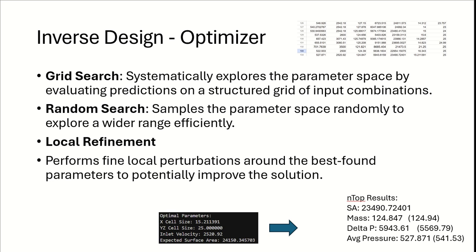And then both methods track the best feasible design that maximizes surface area while satisfying engineering constraints like pressure drop limits and manufacturing constraints. And then lastly is the local refinement. So once we identify the promising regions, we perform fine local perturbations around the best found parameters, which involves making small random adjustments within bounds and rechecking feasibility.